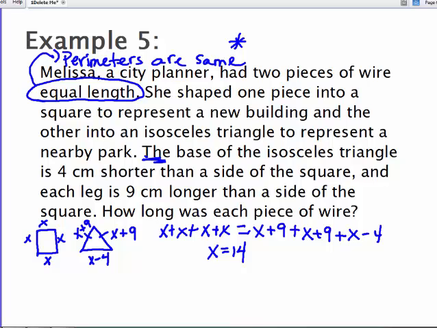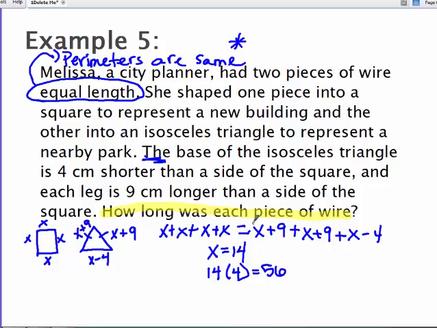So now that we have our x value, let's go reread the question and answer it. How long was each piece of wire? Well, let's go back to what x represents. X represents one side of the square. So the length of the actual wire would be all 4 sides of our square. So we would have to take our x value of 14, multiply it by the 4 sides of the square to get a total of 56.